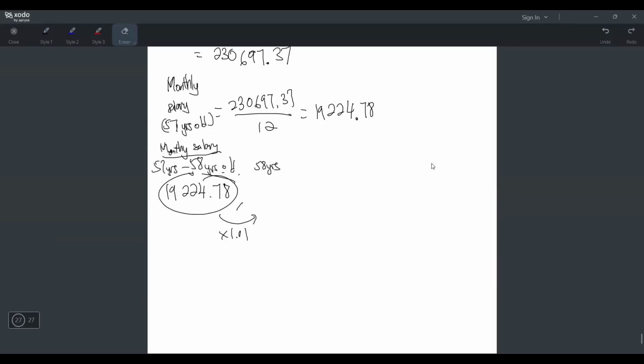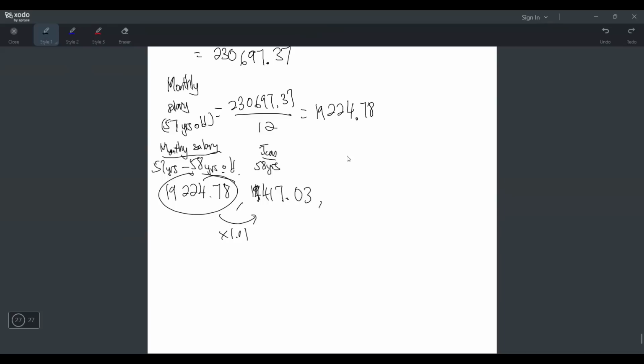So let me press and see what I get. Times 1.01, I get 19417.03. So let's write that down. What is this? This is the monthly salary for January only. And what is this? This is the first month. It means if he keeps working after he turned 58 years old, this is the salary for January only, for the one month only.